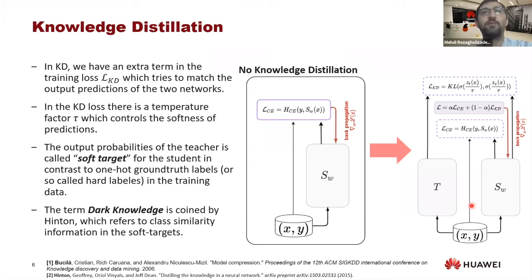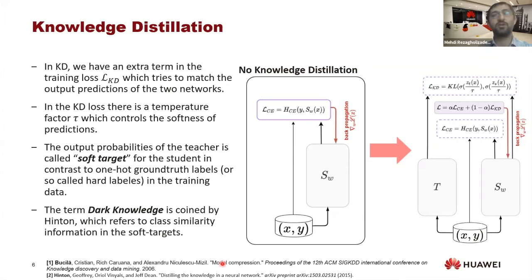We should be aware of a few terminologies here. We have one term, temperature, in the KD loss, and this temperature would control the smoothness of your prediction for the student network and the teacher network. We have also the term soft target. So the prediction of the teacher is called soft target. And why do we call it soft target? Soft target is opposite to the ground truth label, which is a one hot vector. We call it soft target because it's not only 0 and 1, and we can have a probability over all different classes.